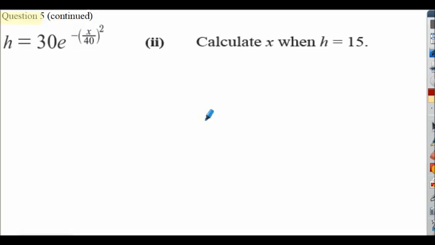Question 5, solution continued. Part 2, we've got to now calculate the value of x when h is equal to 15. So essentially we're given h here, and we've got to rearrange the equation to find x. Solution shown on the following slide.